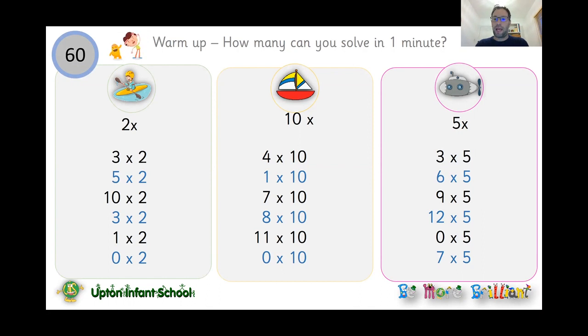So our challenge to get your brains working is to see how many facts can you solve, can you answer within 1 minute. You might choose to do our canoeing chap, our 2 times table facts. You might decide to do the boat task, which is the 10 times table, or the submarine task, which is the 5 times table. Choose which one you want to do. See how many you can answer within 1 minute. Okay, are you ready? Your time starts now. Off you go.